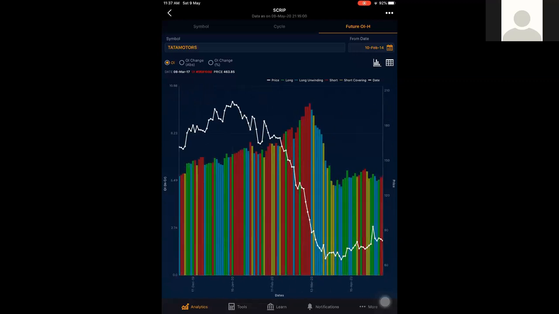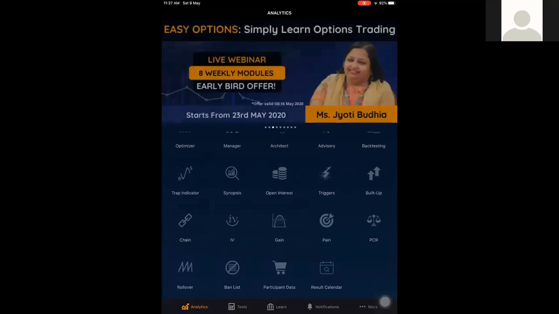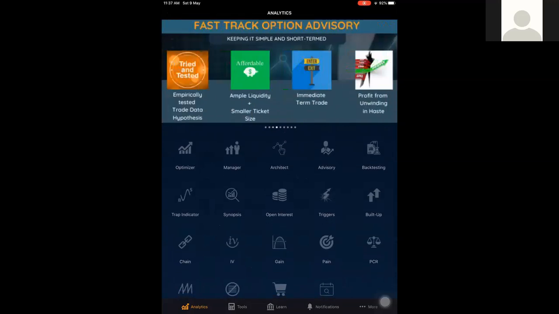Now we can move on to the second step of looking from the options, that is the option open interest. So now I have the future, and the second part is to look at the option open interest.